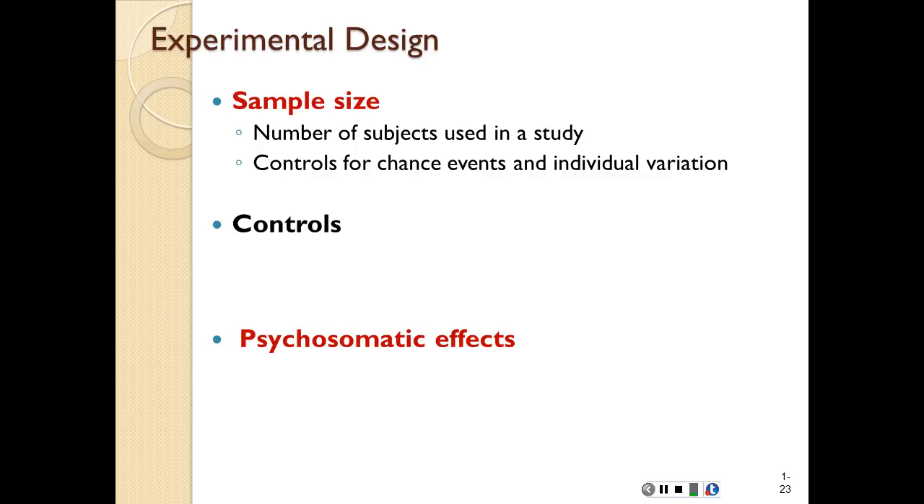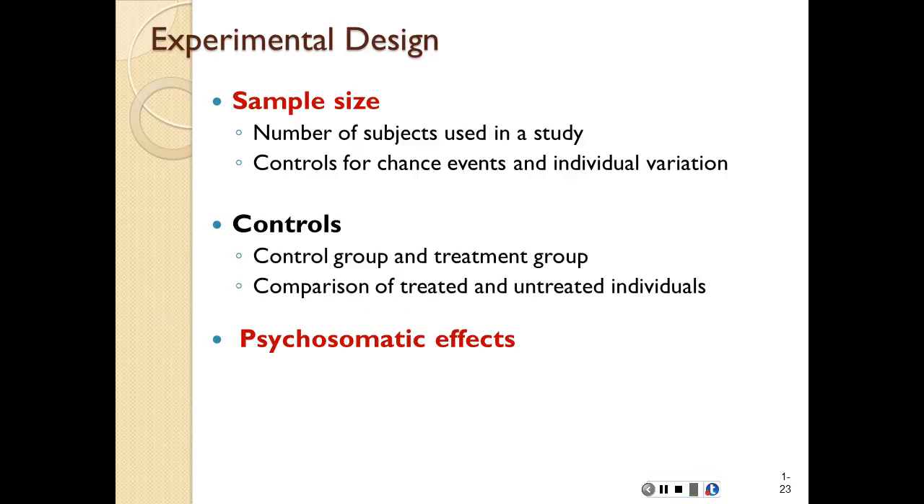And then you have controls for chance evidence and individual variations. When you deal with controls, you have a control group and a treatment group, and you're going to compare the two. So you have a comparison of treated and untreated individuals. The control group is the one that's going to receive the placebo, or the fake substance or fake drug, and the treatment group is basically going to receive the real drug or the real fluids.